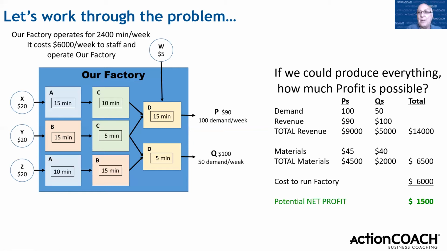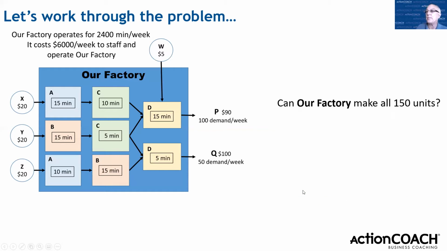This is one of the three probable answers that folks got. So some people didn't test to see if they can make everything and got $1,500. If you're one of those, let's look at what's limiting this factory. Can we make all 150 units? So let's make a little chart here of total minutes required. And so for A, to make a P takes 15 minutes and Q 10 minutes.